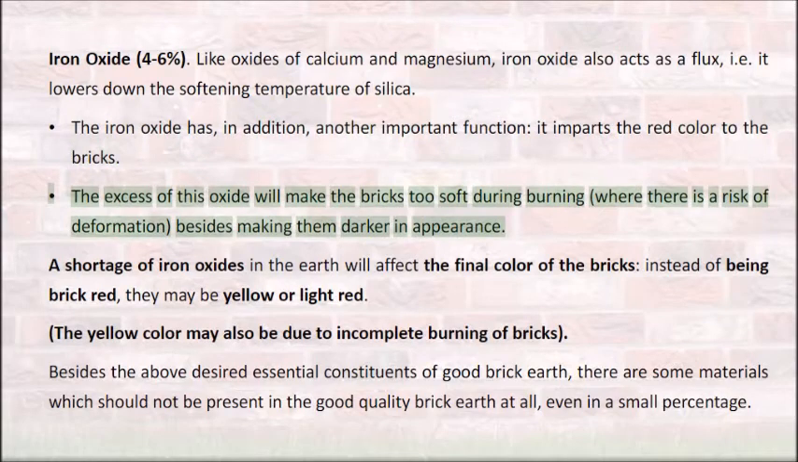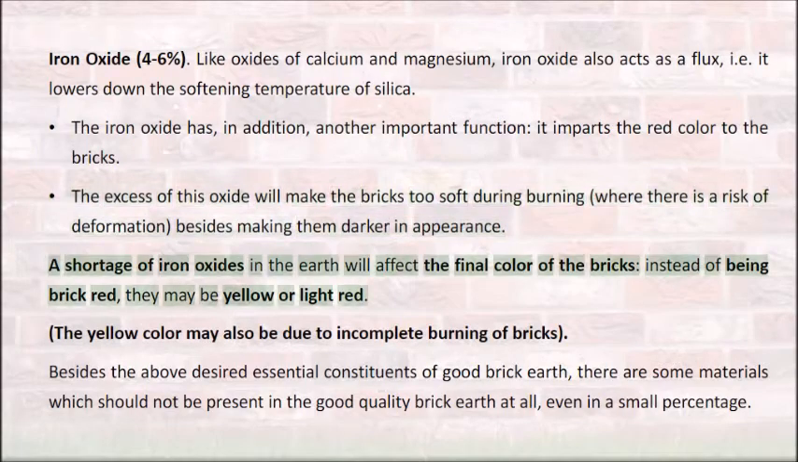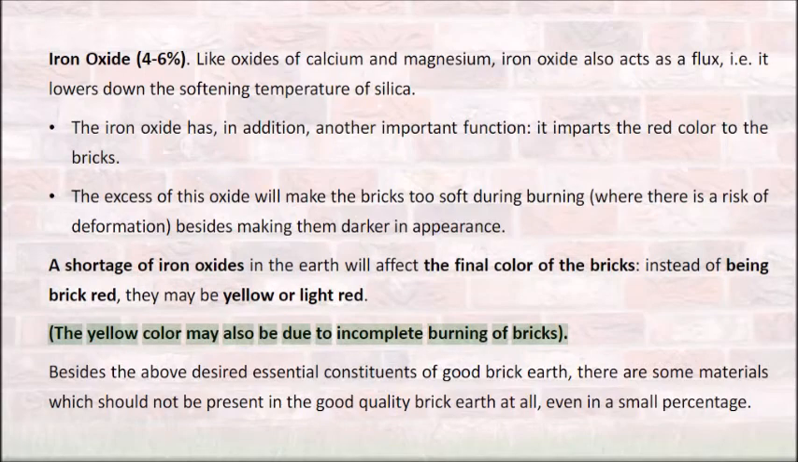The excess of this oxide will make the bricks too soft during burning, where there is a risk of deformation, besides making them darker in appearance. A shortage of iron oxides in the earth will affect the final color of the bricks. Instead of being brick red, they may be yellow or light red. The yellow color may also be due to incomplete burning of bricks.